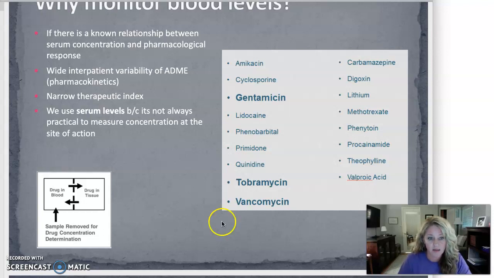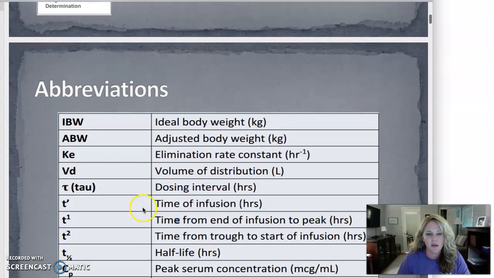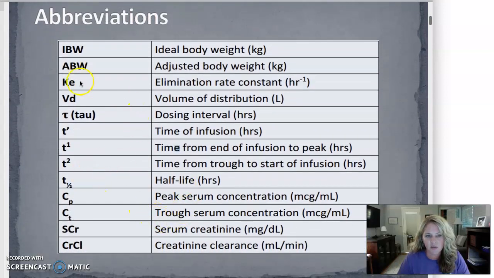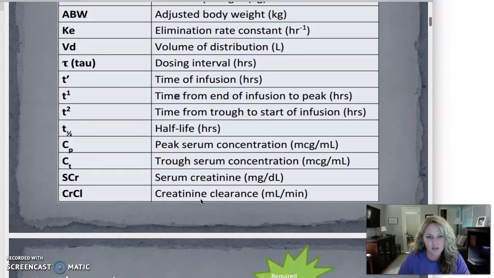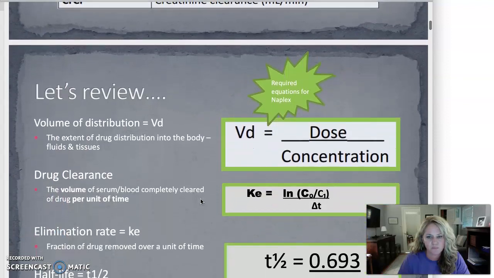narrow therapeutic index. So let's remember that when a drug is in the blood, in this little graphic over here, we will hit an equilibrium point where the drug in the blood goes back and forth between the tissue. So that's why we can sample the amount of drug that's in the blood to determine what the concentration is at the tissue site. This slide is just a list of commonly used abbreviations. These T's, just mind your T's because they do get a little bit confusing. So pay attention to what kind of T you're using.